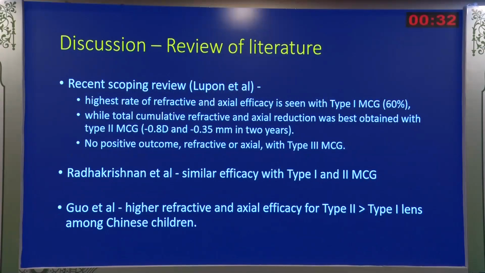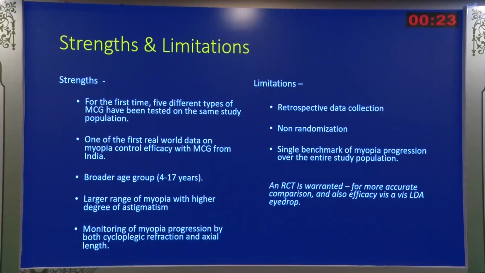There is one by Radhakrishnan et al., which shows that type 1 and 2 are similar, and one by Goa et al., which showed that type 2 was better than type 1, but comparing 5 different types was not done, and there was no comparative data available from India. So that's the strength of my study.